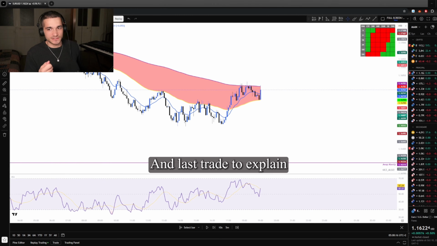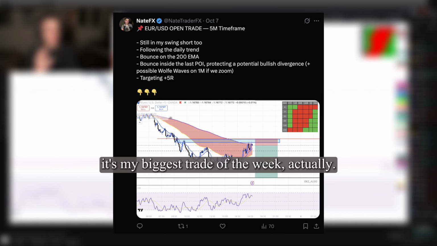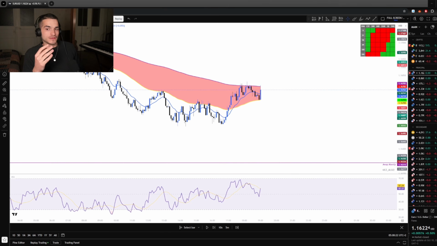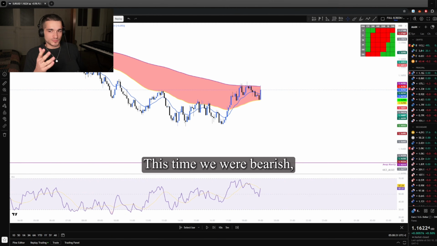And last trade to explain. Euro USD, we were Tuesday. It's my biggest trade of the week, actually. This one is a bit more interesting because we have 3 different possible entries. This time we were bearish.